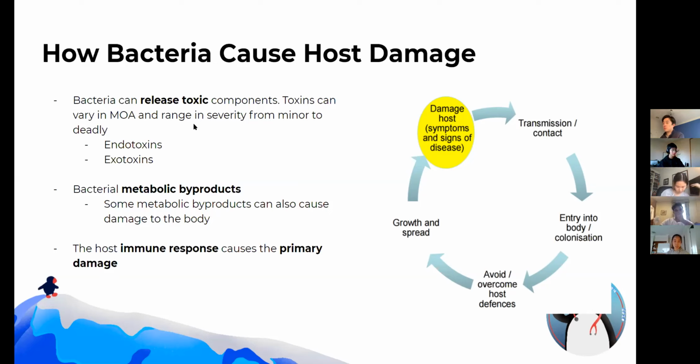toxins. These toxins can vary in their mode of action and can range in severity from minor to very deadly. The two main classes of toxins, you might have heard of this, are endotoxins versus exotoxins. Another way for bacteria to cause damage is through metabolic byproducts, because some of these byproducts can also cause damage to the body. Another is that the host's own immune response causes the primary damage, typically in the form of a huge inflammatory response that overwhelms us.